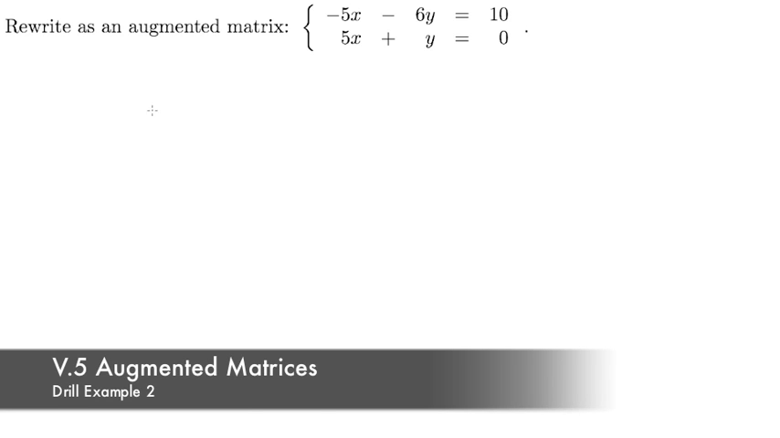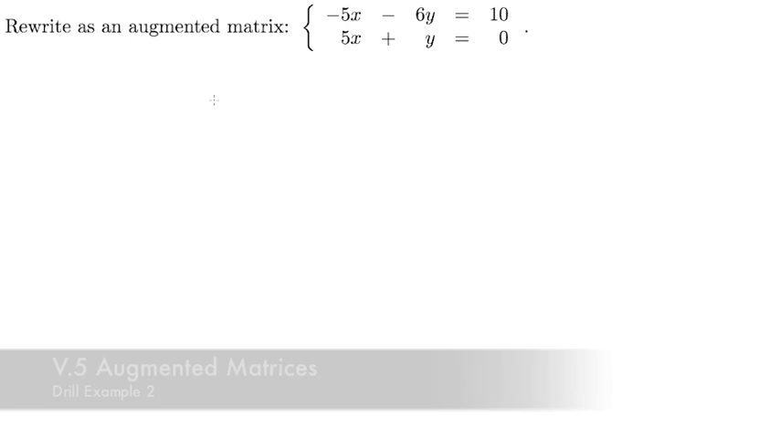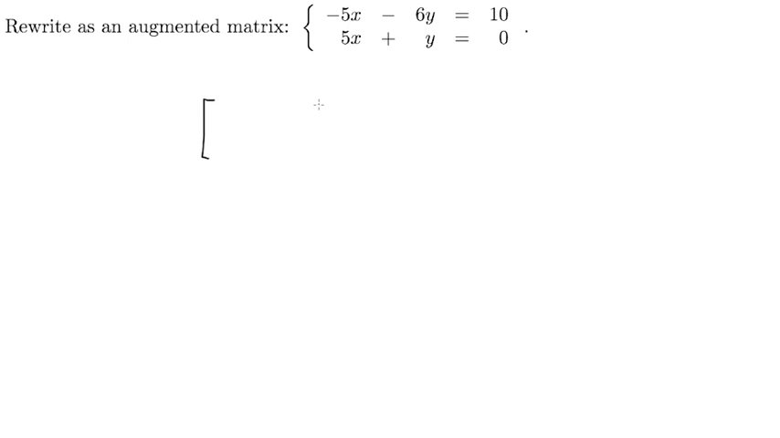All right, one more real quick. So once again, we're going to take each equation, and that's going to correspond to a row in our matrix. So this first equation will be the first row in our matrix. So we put a -5 here, minus 6y, so negative 6 here, and then a 10.